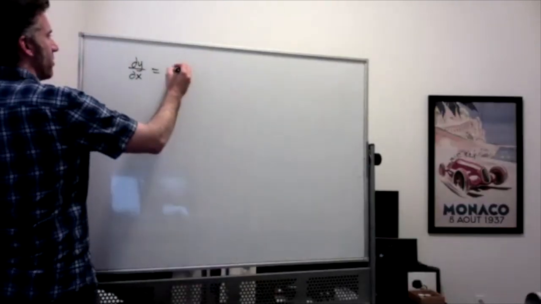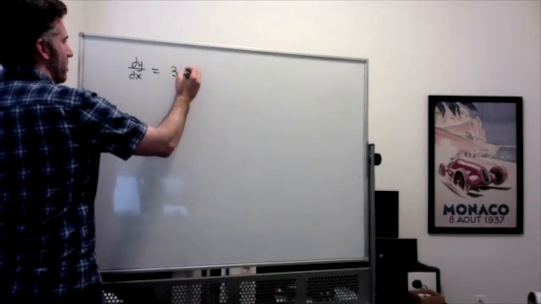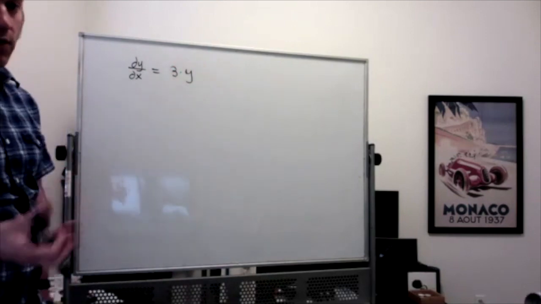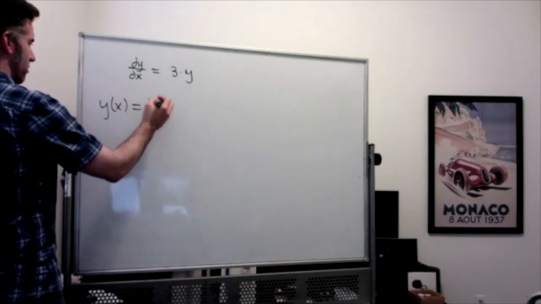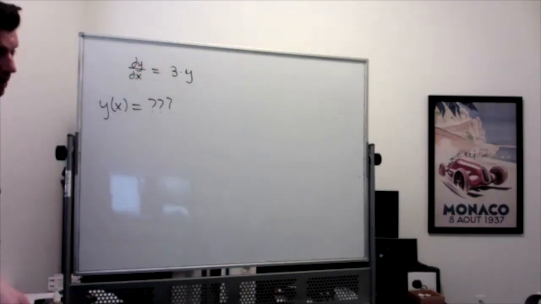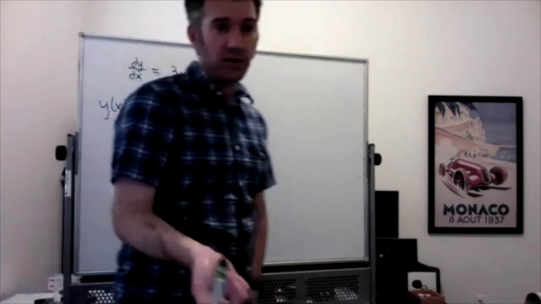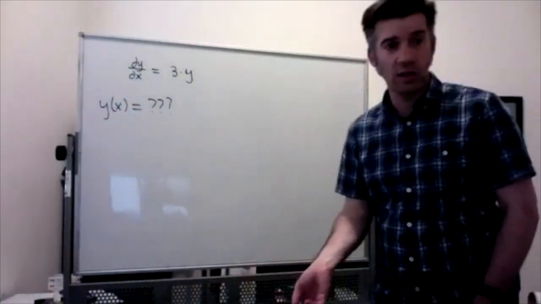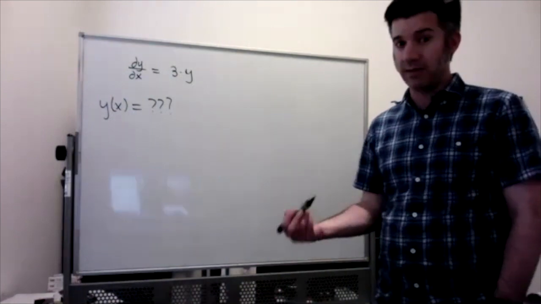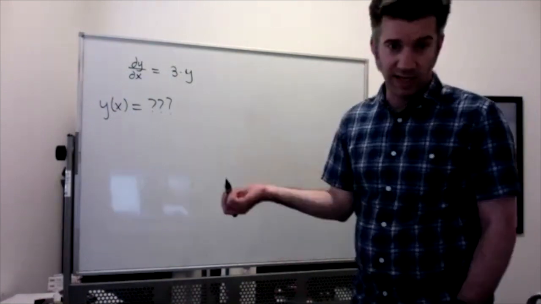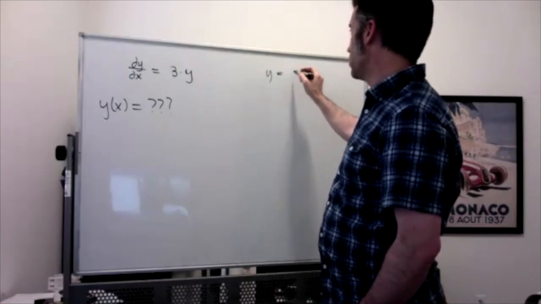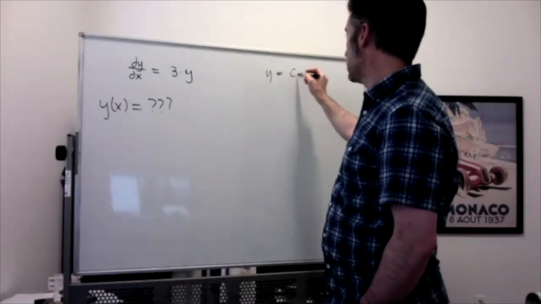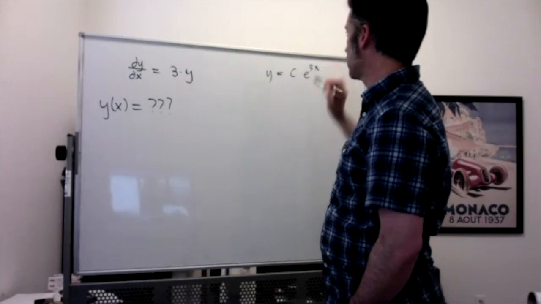is equal to 3 times y. That's what I want. So I'm looking for the function y as a function of x. Well, you might know the answer to this already because you've definitely seen functions whose derivatives are equal to 3 times themselves. The answer here is that y is equal to c times e to the 3x.